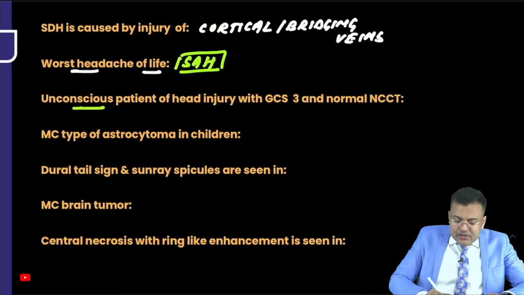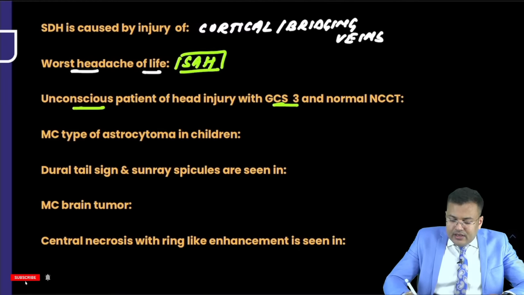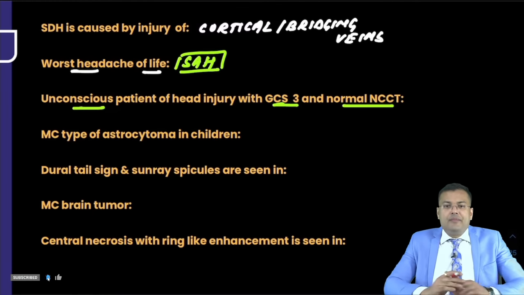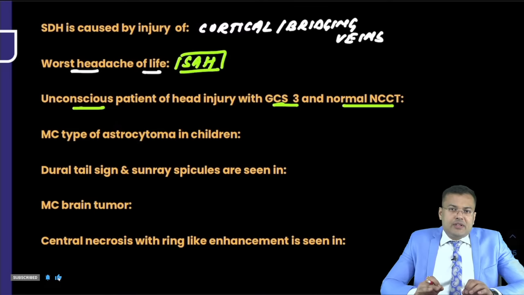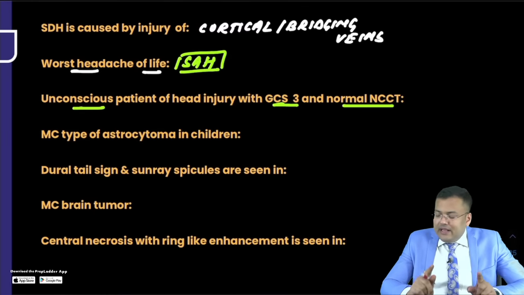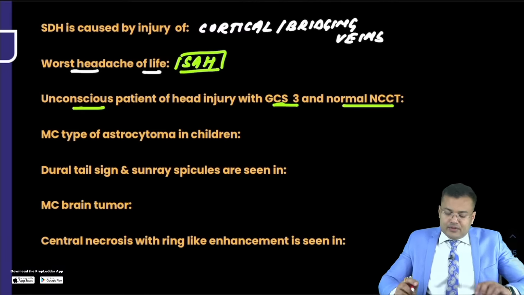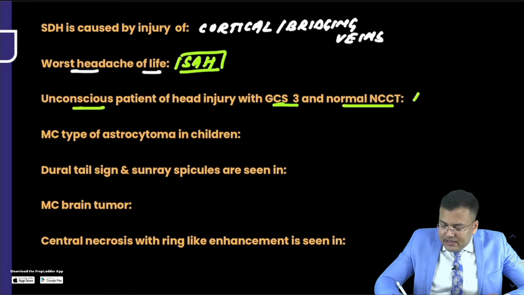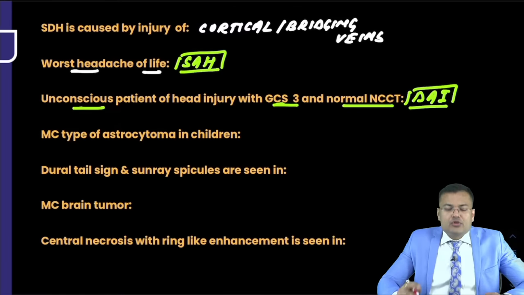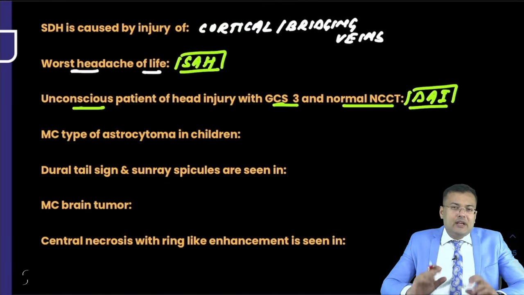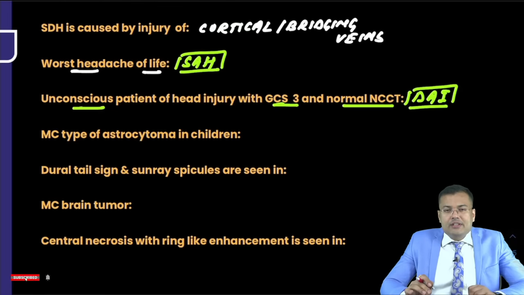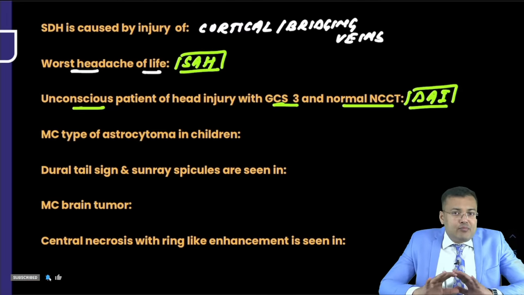Next, a patient was brought to your emergency. Patient is unconscious. GCS is 3, but CT is normal. Unconscious patient, GCS is 3, NCCT is normal. Tell me the correct answer. Vishal Roy, first person to reply. It is characterized by diffuse axonal injury. So in diffuse axonal injury, what happens? NCCT is normal. Here, investigation of choice, it is MRI. It is having poor prognosis.